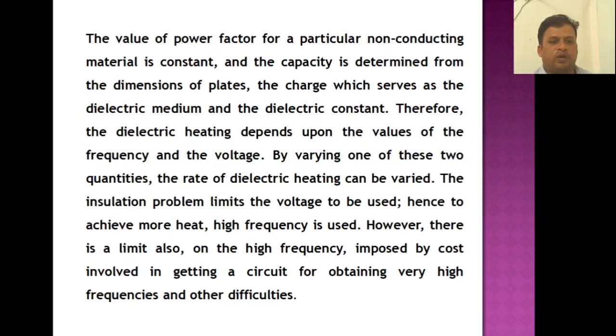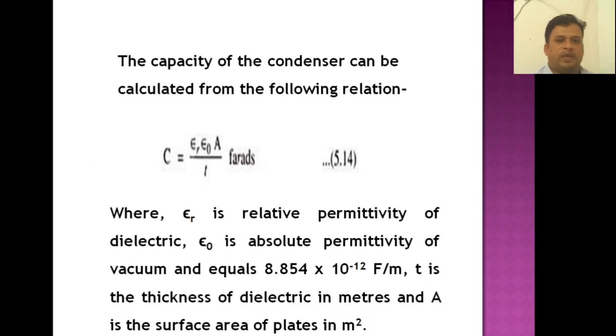However, there is a limit also on high frequency, imposed by the cost involved in getting a circuit for obtaining very high frequencies and other difficulties. So the cost is also a point from the economic point of view; to gain high frequencies we require a large amount, and there are other difficulties also. So the capacity of the conductor can be calculated from the following relation.